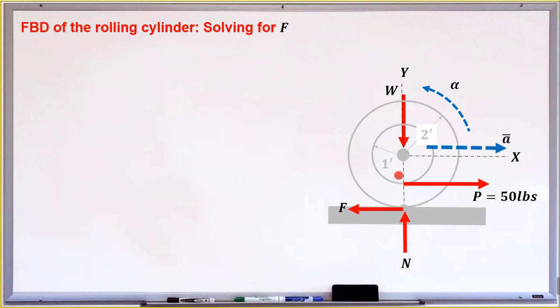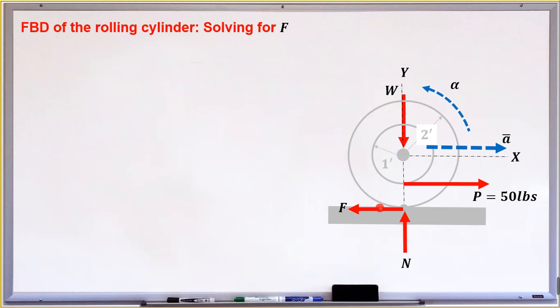And since this is a combination of translation and rotation, we also have a linear acceleration towards the right, and this linear acceleration is due to the resultant force, which acts at the center of gravity of this solid cylinder, or this rolling cylinder. Now we are going to solve for the frictional force.